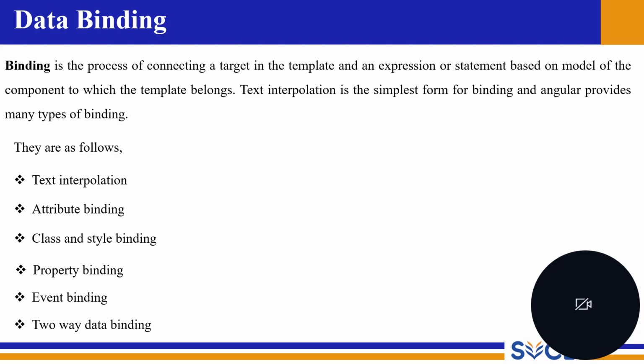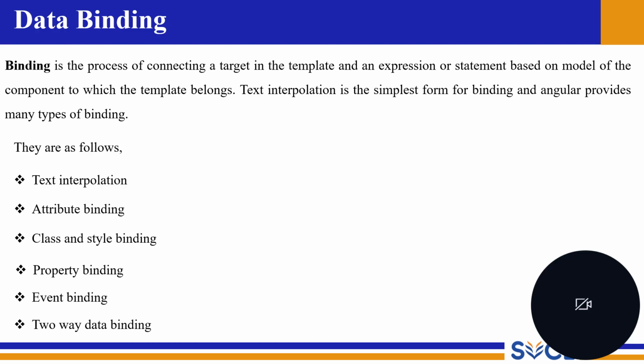Angular exposes the attributes of an HTML element as properties, with attribute names converted to camel case. This helps connect all attributes of the HTML element through property binding. Then event binding. Event binding is the process of connecting a method of a component instance to the event of an HTML element.